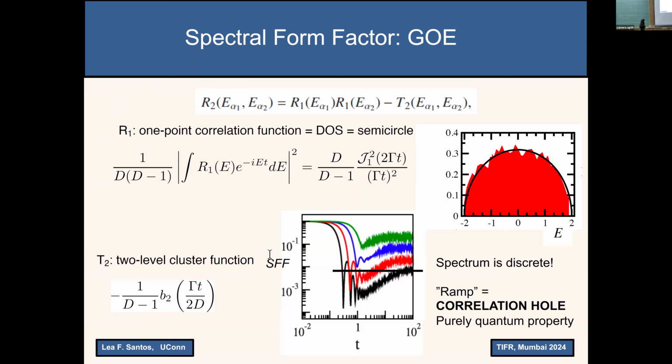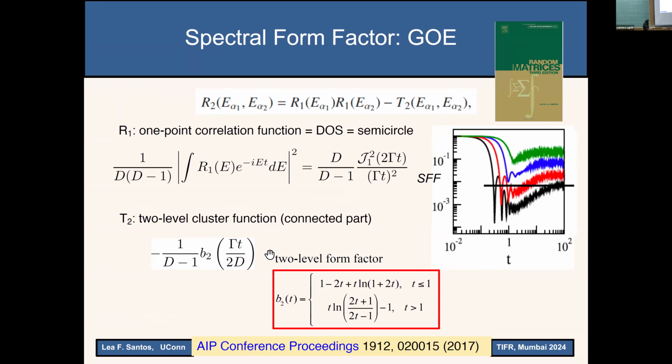And this B2, let me just show the next slide, is given here. This came from Mehta's book. This is the guy that explains the ramp. Okay? So if you get your curves, and you don't get any agreement with this B2, well, you don't have correlations. The B2, this ramp, is the correlations coming from random matrices. Okay?